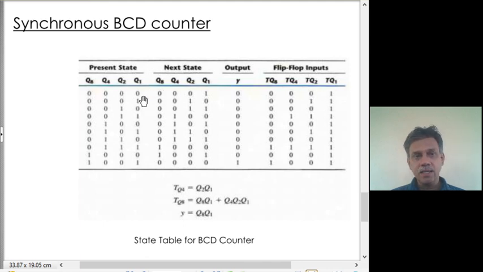You can see that Q1 has to toggle in all the states. Q1 always changes, from 0 to 1: 0, 1, 1, 0, 0, 1, 1, 0 and so on. So if you do an exclusive OR operation of Q1 and Q1 plus, you get TQ1. It is always 1. So you know that TQ1 is 1. That is one equation which is not written here.